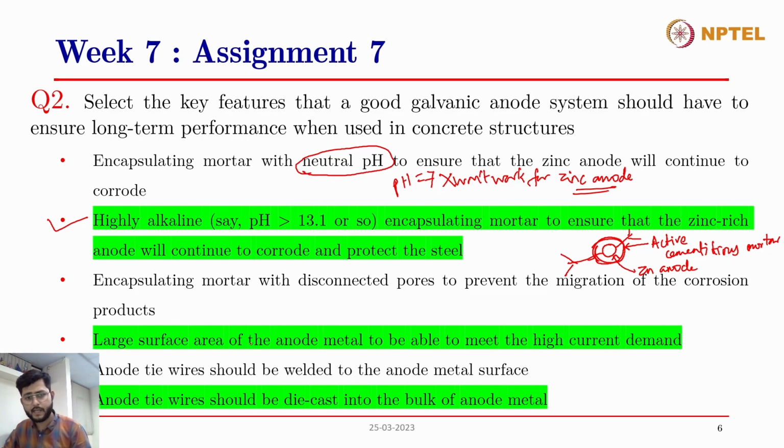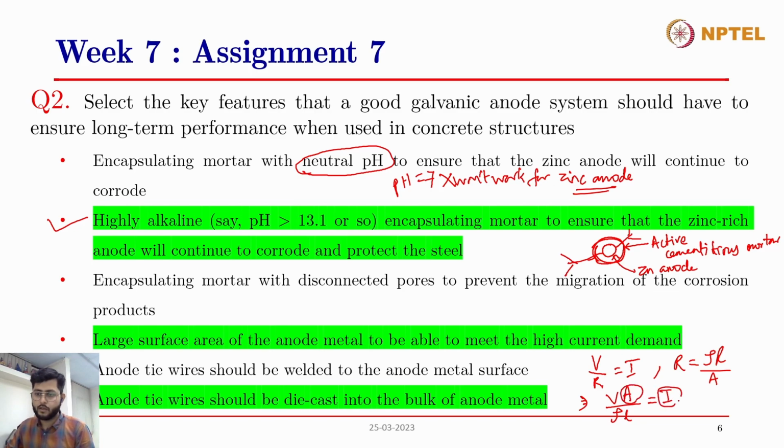The fourth statement was large surface area of the anode metal to be able to meet the high current demand. Yes, this is also true, as Orko has already mentioned. We know this relation: V by R is directly proportional to the current. V is the voltage, R is the resistance, and R we know is rho L by A, where L is the length of the resistor and A is the area. So this gives us V A by rho L, which is directly proportional to I.